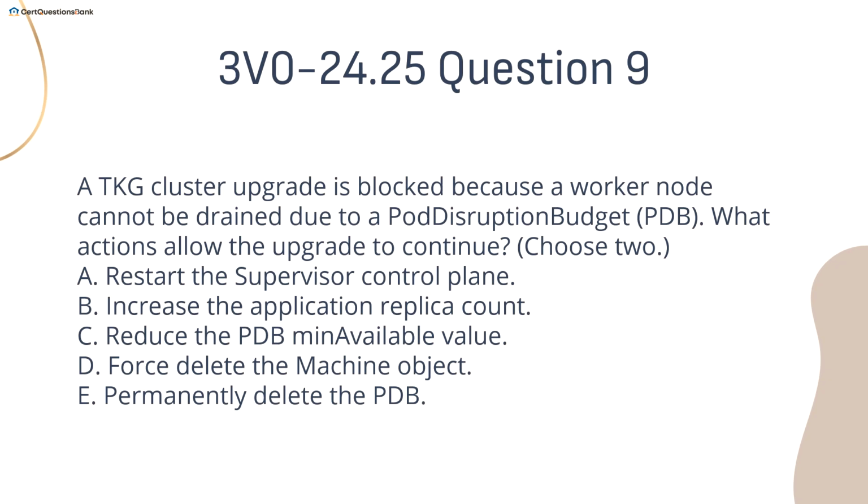A TKG cluster upgrade is blocked because a worker node cannot be drained due to a pod disruption budget, PDB. What actions allow the upgrade to continue? Choose 2. A. Restart the supervisor control plane. B. Increase the application replica count. C. Reduce the PDB min available value. D. Force delete the machine object. E. Permanently delete the PDB.